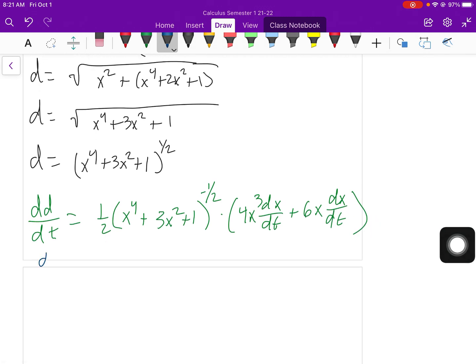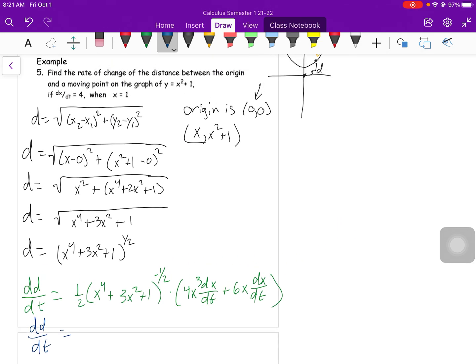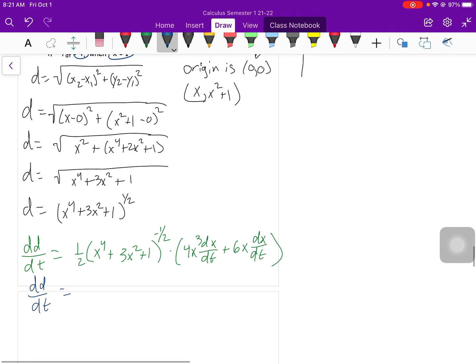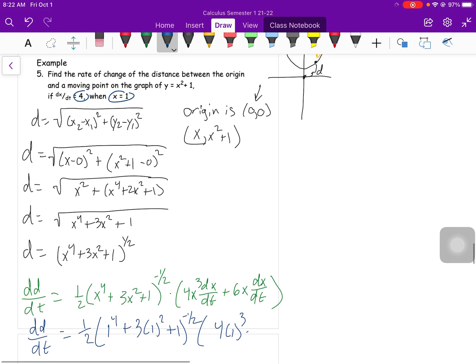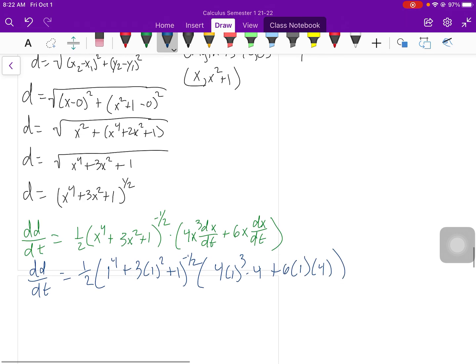So now when I go through to simplify this a little bit, I'm just going to plug in the values that I know. So I'm looking at dx/dt is 4 when x is equal to 1. So instead of multiplying all that stuff out, I'm just going to plug in the values that I care about. So 3x squared is 3 times 1 squared plus 1 is still plus 1. Then I've got 4 times 1 cubed times my dx/dt is 4. So 6 times 1 times 4.